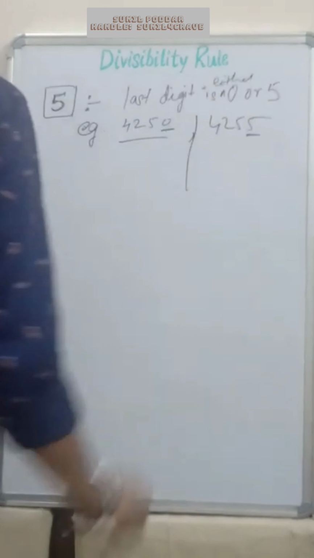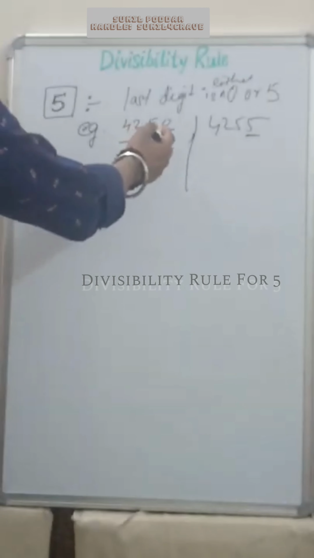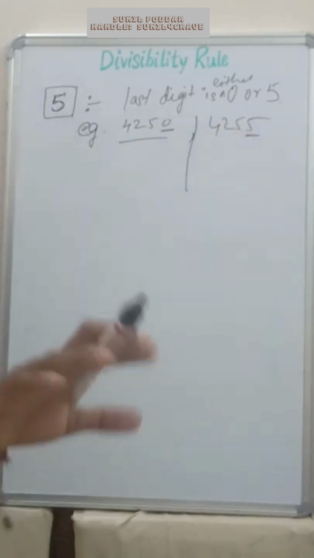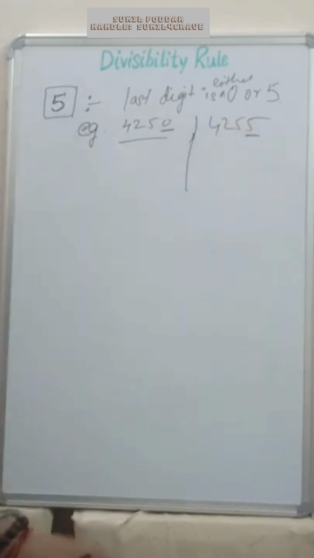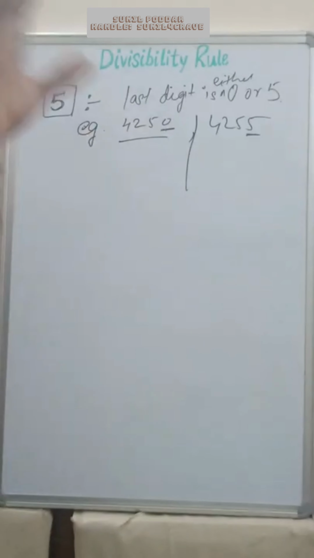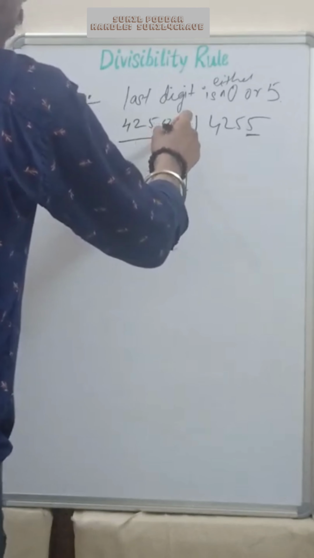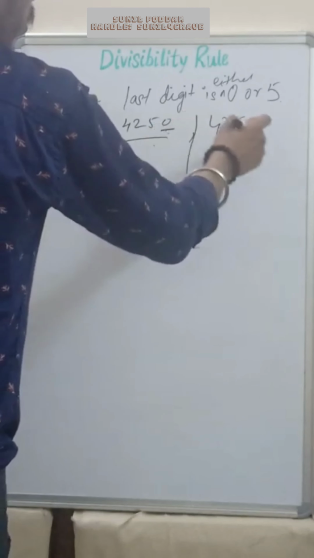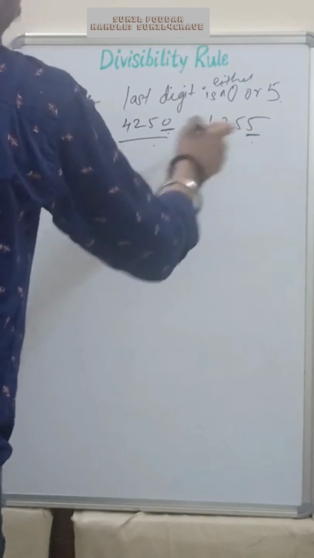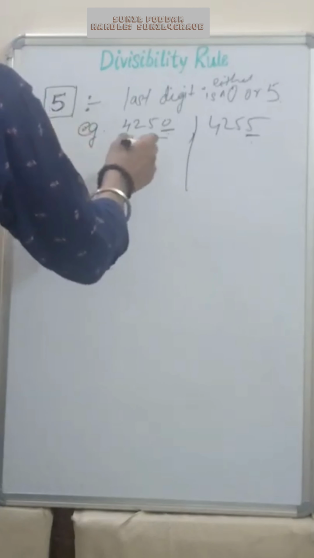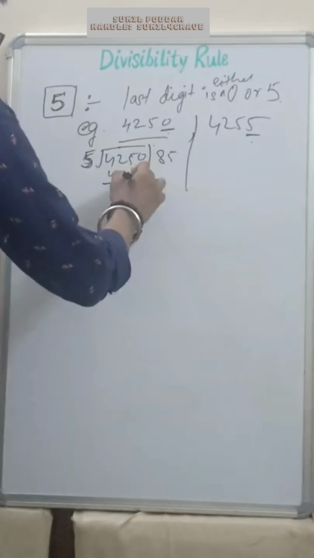For 5, we will easily come to a decision that a number is divisible by 5 when the last digit is either 0 or 5. So if you divide by 5, it will be easily divisible.